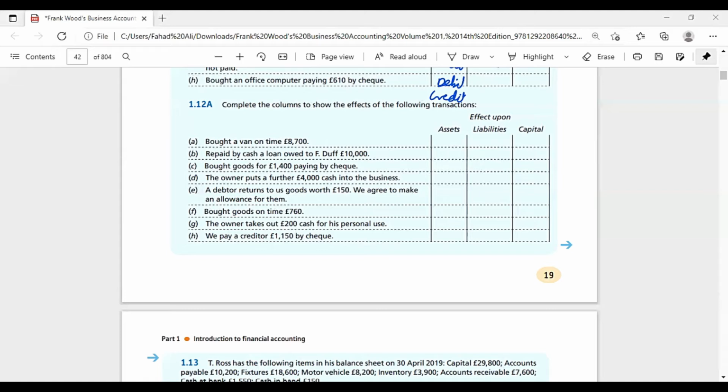So one question. Bought a van on time, 8,700. Do we write credit in liability? Yes, we write credit in liability because we have not paid him so far. Right. And also, do we write cash as well in credit, or no need? No, not cash, because it says a van on time. He has not mentioned anything. Okay.